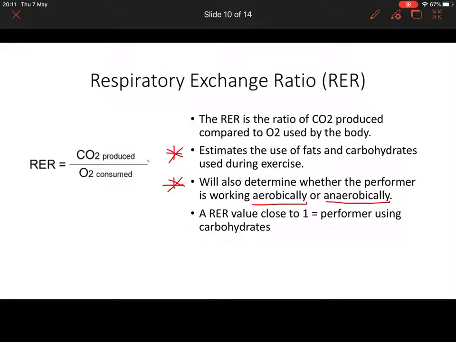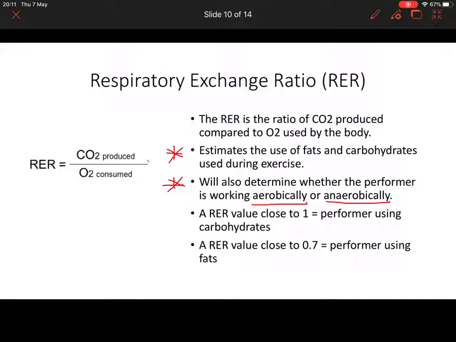And that might be something I would add in my notes. It's not on my slide here. The higher your RER value, the more anaerobically you are working. And the more predominant energy source when you're working anaerobically is carbohydrates. So an RER value of 1 is one of them to learn.